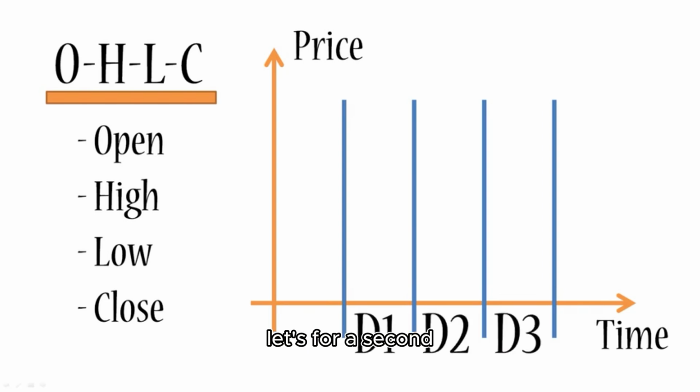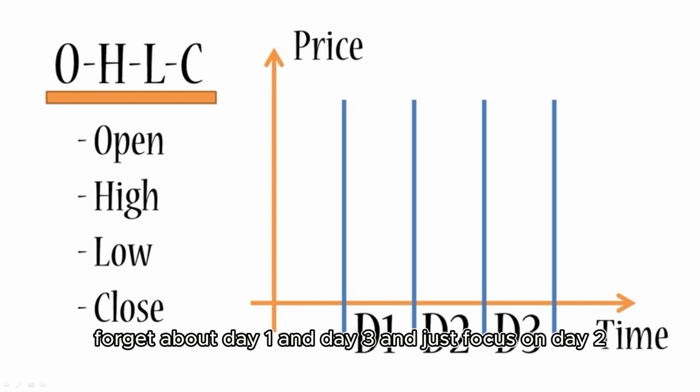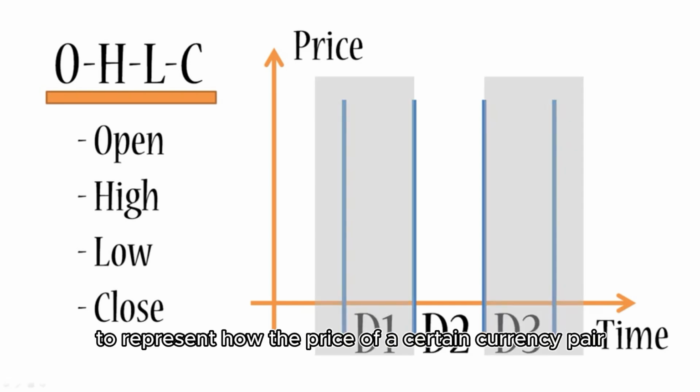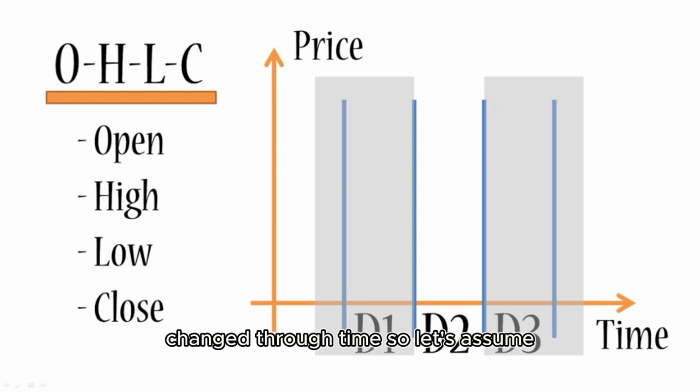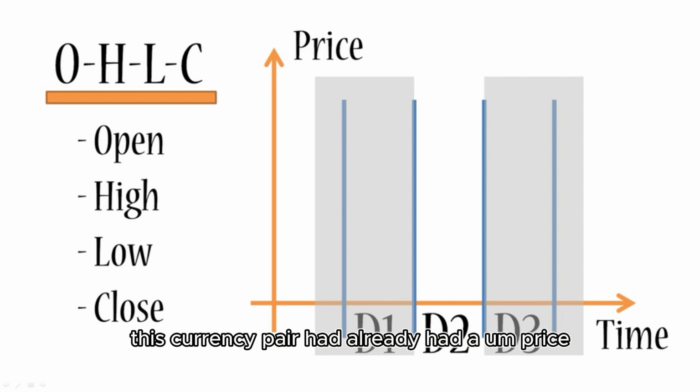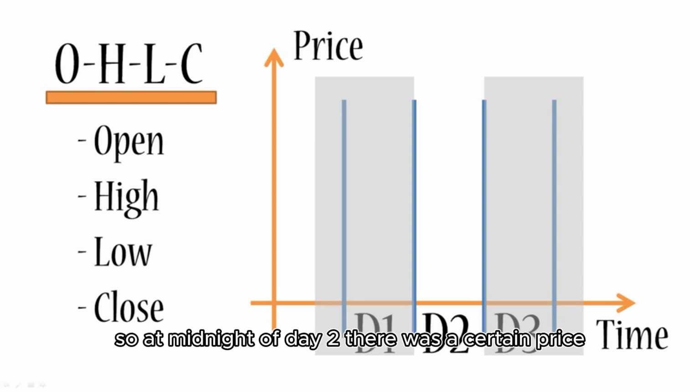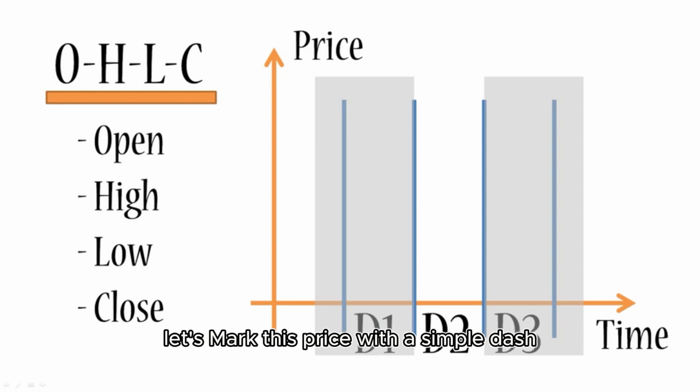Now let's for a second forget about day 1 and day 3 and just focus on day 2. We're going to use this chart to represent how the price of a certain currency pair changed through time. So let's assume, for instance, that we're looking at the Euro-US dollar currency pair. When day 2 started, this currency pair already had a certain price. So at midnight of day 2, there was a certain price. Let's mark this price with a simple dash at the correct price level.